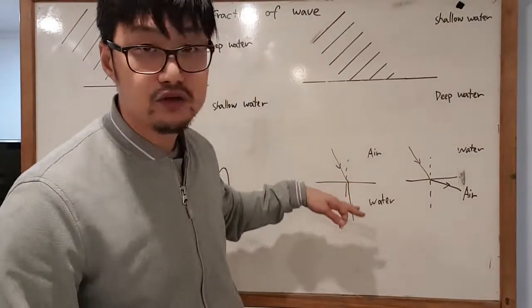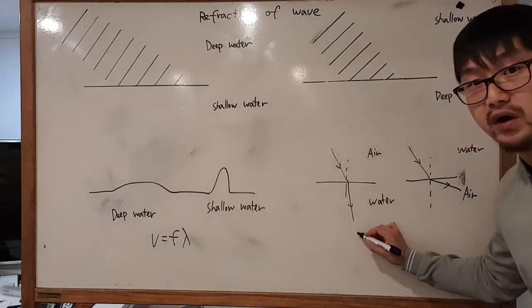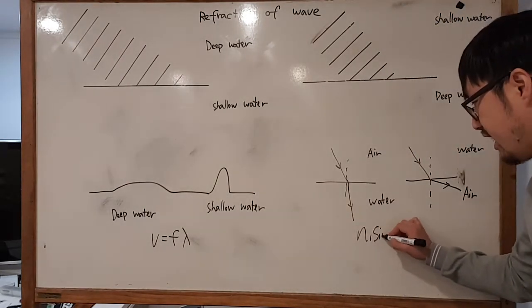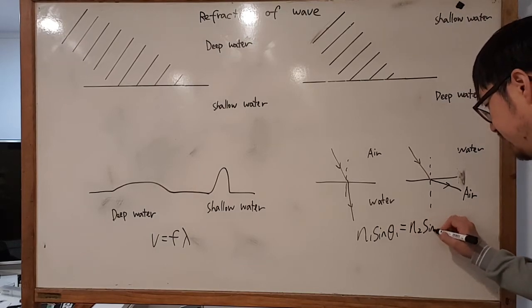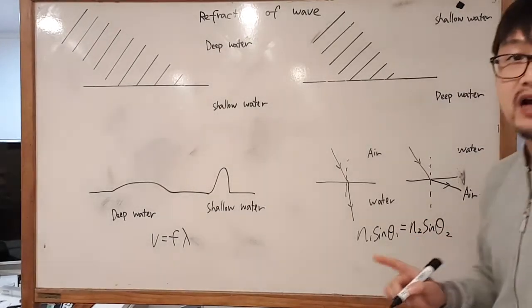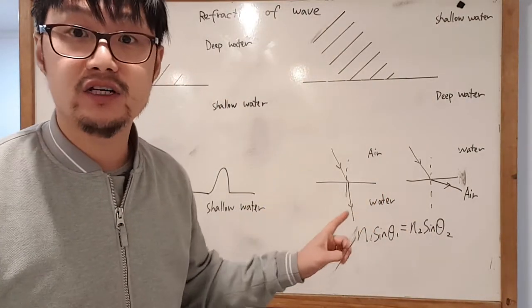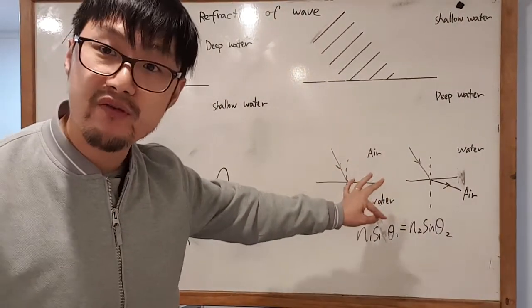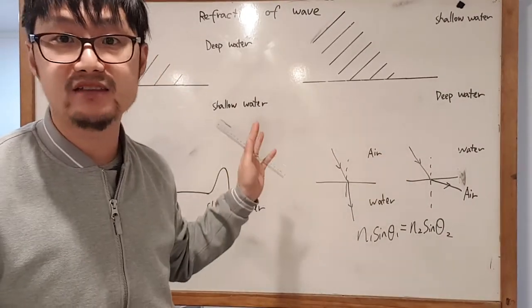So according to the optical density, we can calculate the angle by using this equation: n1 sine theta 1 equals n2 sine theta 2, right? If you forgot about it, go back and have a look at the notes on light waves, how it refracts, and then we're going to be linking that into today's lesson, okay?